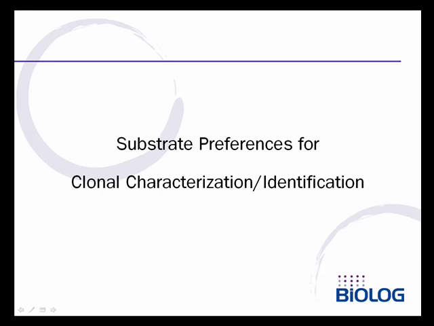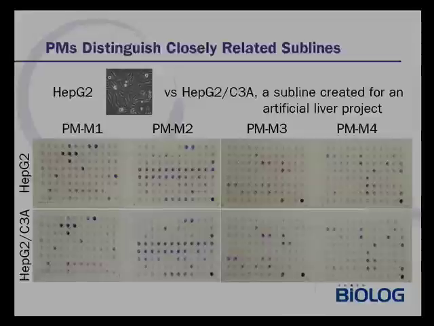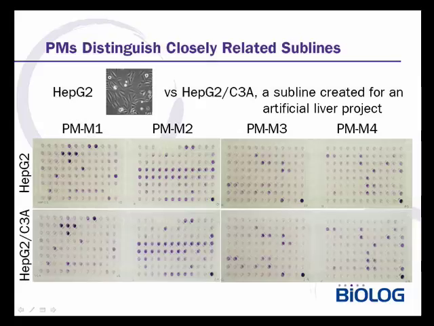Biolog's technology can be applied even to distinguishing clones derived from parental cells. Here, the C3a subclone line is compared to its parental cell line, HepG2. The 4 plates used for each cell line contain the full complement of 367 carbon substrates. While the results are indeed very similar, the C3a clone indicates a stronger metabolism of pyruvate. In fact, the C3a subline was obtained by selecting for a clone that could grow better on pyruvate.